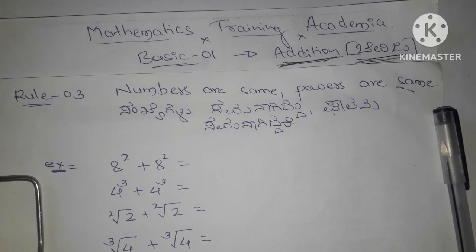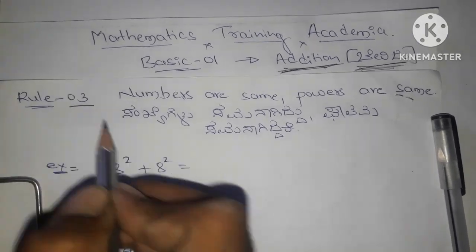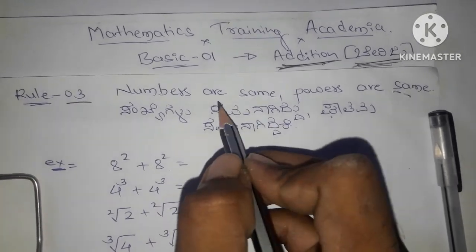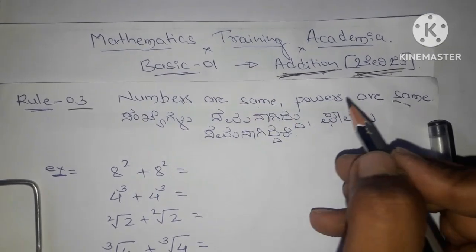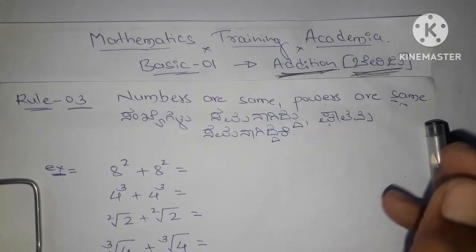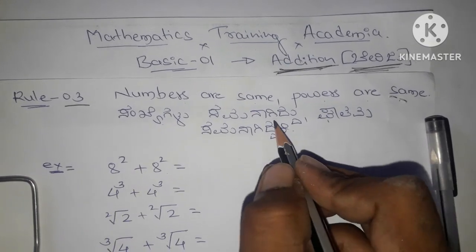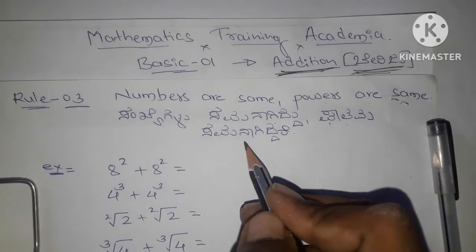So now we will move on to rule number 3. Here we have numbers that are the same and their powers are also the same.